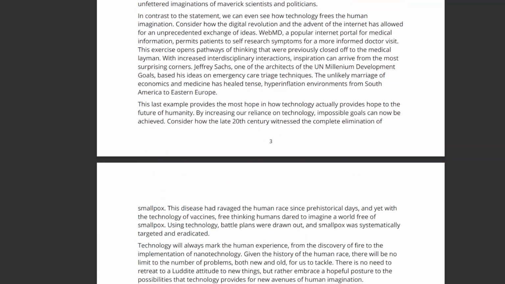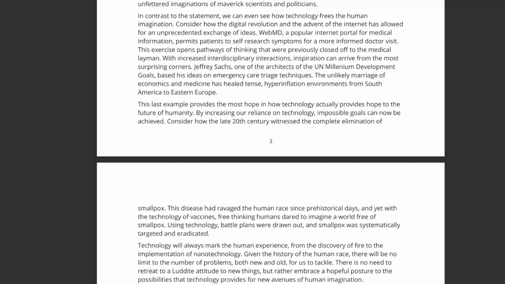In contrast to the statement, we can even see how technology frees the human imagination. Consider how the digital revolution and the advent of the Internet has allowed for an unprecedented exchange of ideas. WebMD, a popular Internet portal for medical information, permits patients to self-research symptoms for a more informed doctor visit. This exercise opens pathways of thinking that were previously closed off to the medical layman. With increased interdisciplinary interactions, inspiration can arrive from the most surprising corners.